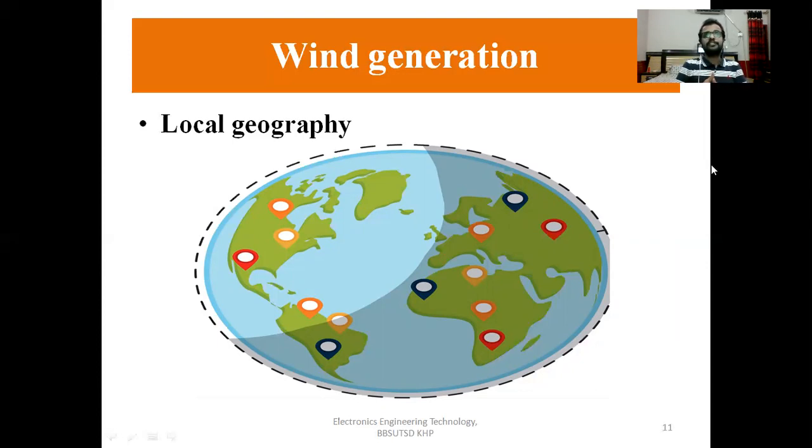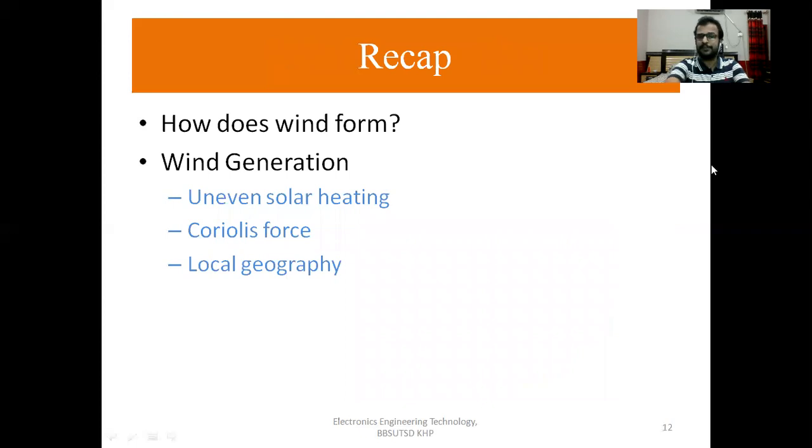In addition, some special geographic structures can strongly enhance the wind intensity. For instance, wind that blows through mountain passes can form mountain jets with high speed. So there are three main reasons for wind generation. This is the recap of the lecture.